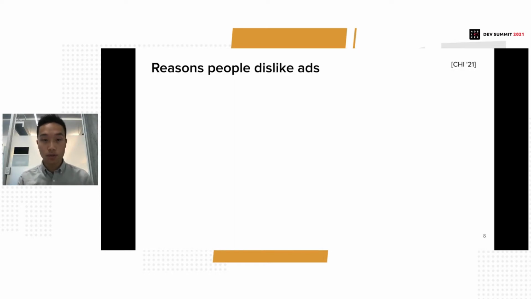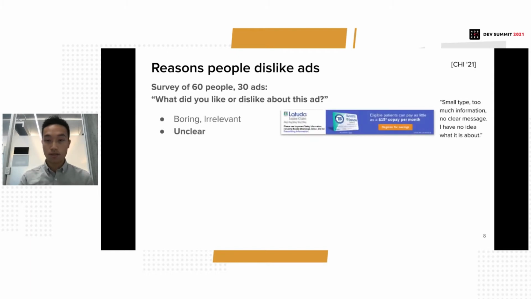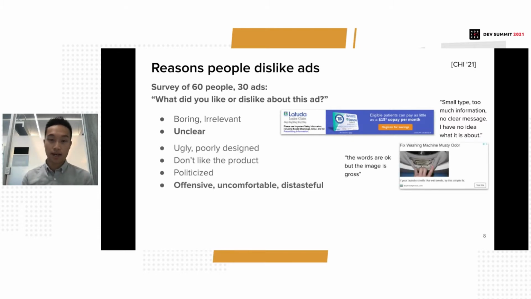In our user-based approach, we started by asking people why they disliked ads. We showed a set of 30 ads to a group of 60 people and asked, what do you like or dislike about this particular ad? Based on their responses, we identified 9 distinct reasons for disliking them. First, people often dislike ads that are boring, not relevant to them, or unclear. People also dislike poorly designed and ugly ads, ads that promote products that they don't like, politicized ads, and ads that are offensive, uncomfortable, or distasteful.